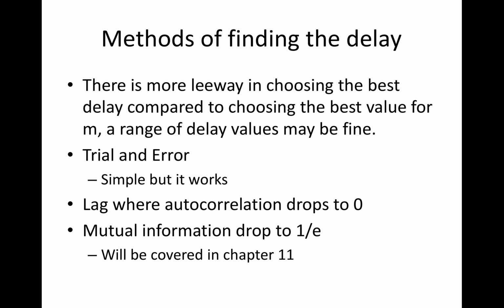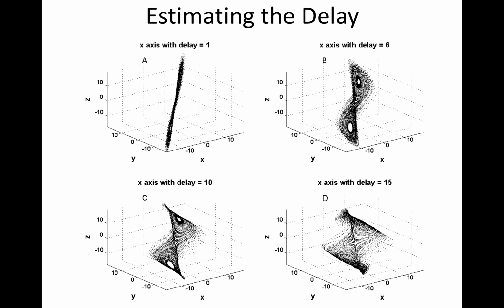It's fairly simple. Another way to do it is to look at the lag where the autocorrelation drops to 0 or to near 0. So in other words, if there is a lag where I have a 0 autocorrelation, then that means that there is some self-similarity in the signal at that particular lag. And then finally, to look at something called mutual information drop, and that's covered later on in the textbook. So those are ways of finding the delay.